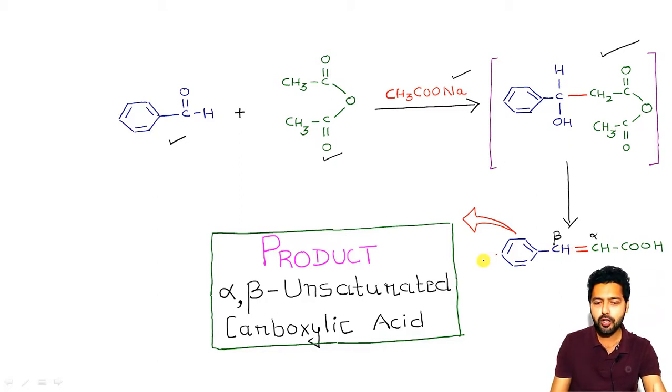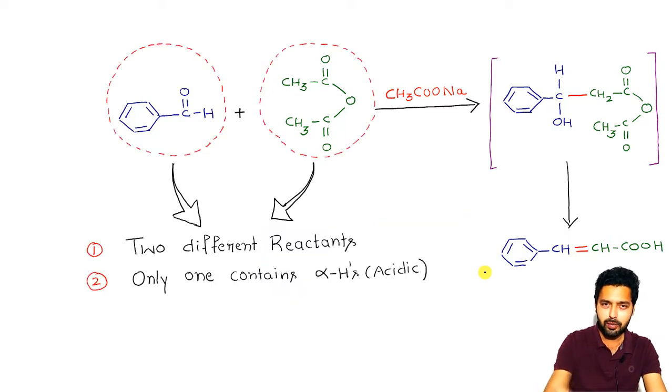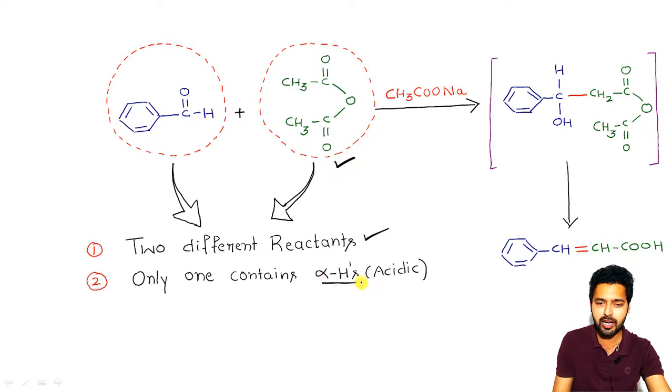Okay, so we will also be talking about the mechanism of this Perkin reaction. But before that, one more thing which I want to tell you here is that in this Perkin reaction we are using two different reactants, and only one of the reactants, which is the anhydride, this one, has the alpha hydrogens which are acidic in nature, right?